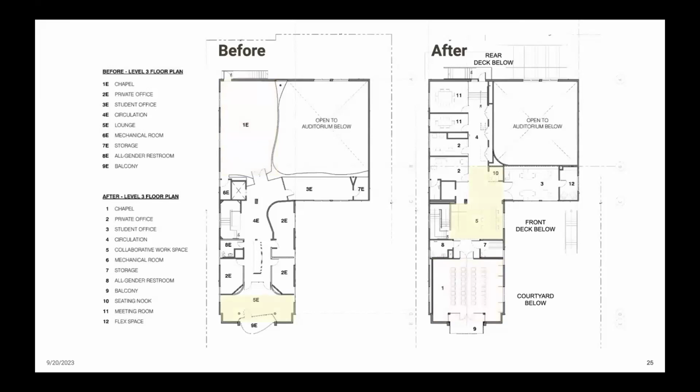Next slide. We also expanded the size of the students' collaboration spaces and located them more centrally to help students feel connected to every part of the organization. So on the plan to the right, you can see the collaborative space borders the chapel, the staff offices, and then it's also the first space that you see as you're coming up and down the stairs. Next slide.